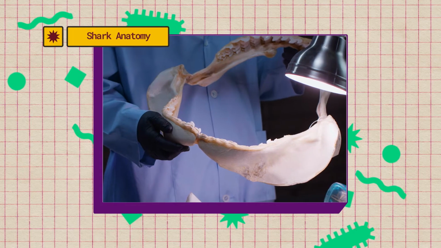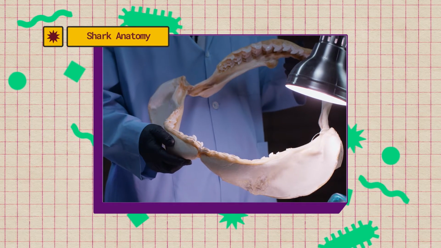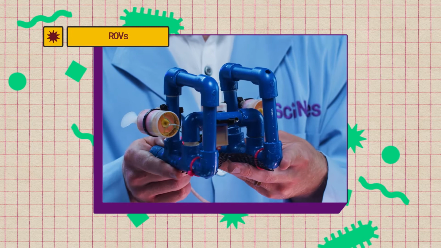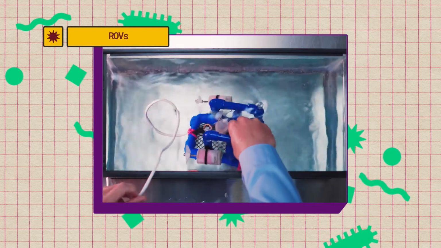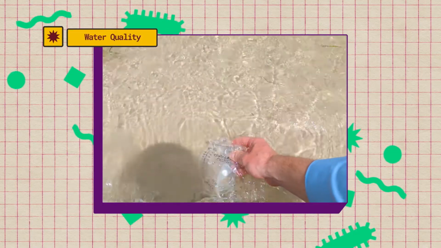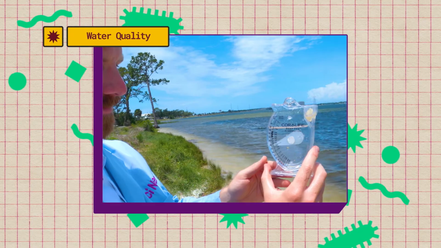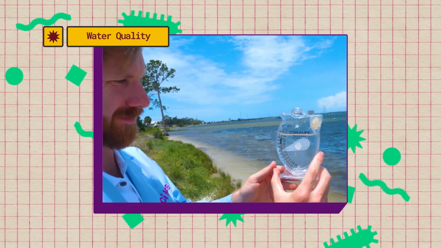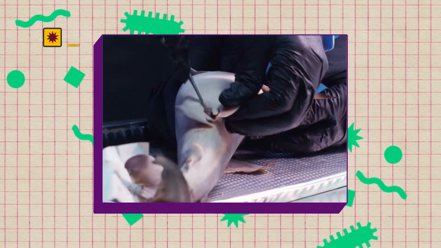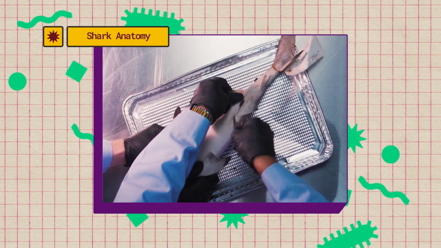We'll also take a closer look at the differences in the shapes of sharks' teeth. We will introduce you to remotely operated vehicles, or ROVs, that are used to perform various operations underwater. We'll learn about water quality parameters and how those parameters impact the distribution and movement of sharks. And then finally, we'll dissect and discuss the internal anatomy of a shark.